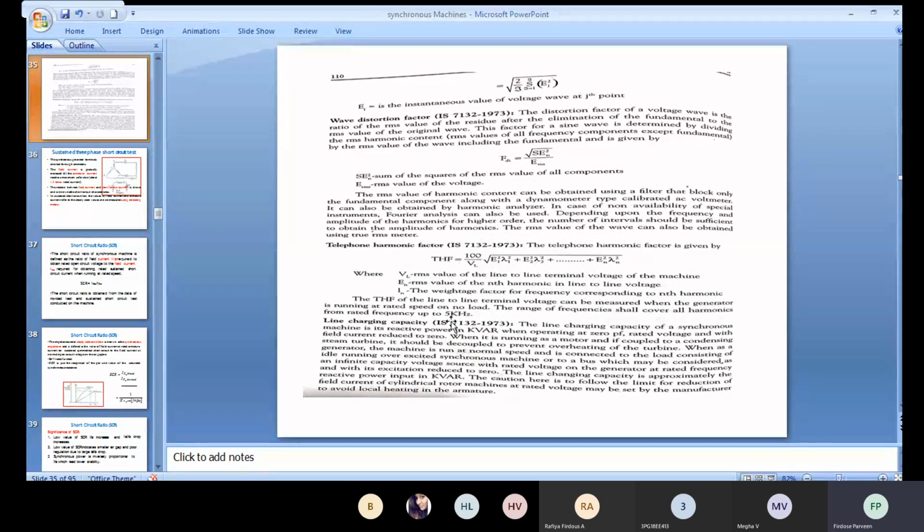Next is line charging capacity. The line charging capacity of a synchronous machine is its reactive power, which is given in kVAR, when operating at zero power factor, rated voltage, and with field current reduced to 0. When it is running as a motor and if coupled to a condensing steam turbine, it should be decoupled to prevent overheating of the turbine. When as a generator, the machine is run at normal speed and is connected to the load consisting of an idle running over excited synchronous machine or to a bus, which may be considered as an infinite capacity voltage source.